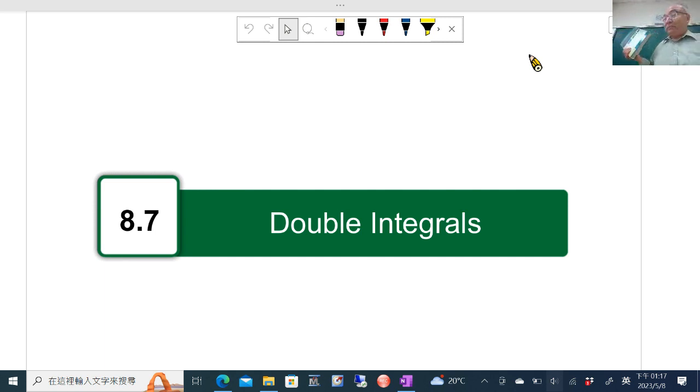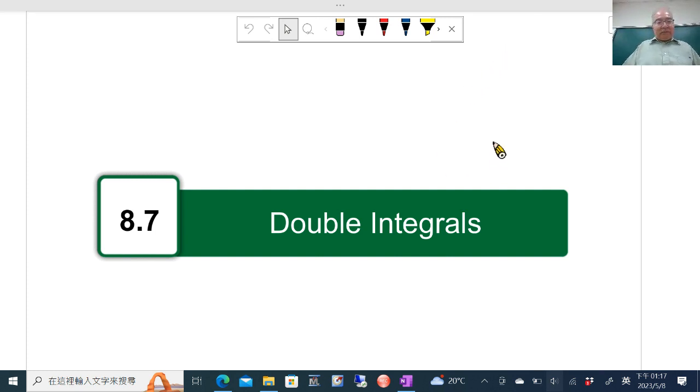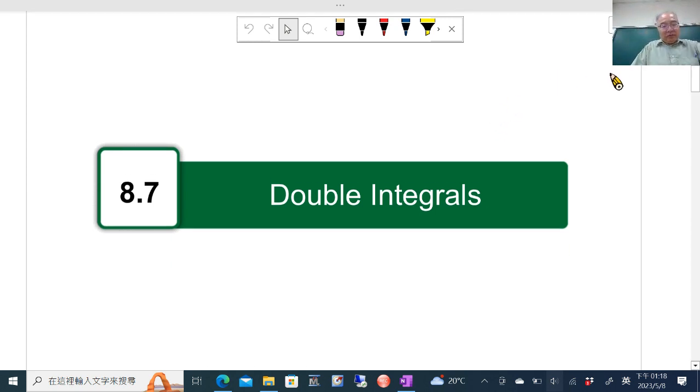you don't have 8.7, but instead you have 8.6. That's the same material. However, you don't have an 8.8, so you had to make some kind of arrangement to cut the textbook. And so 8.6, 8.7 in the core version is the same as 8.6 in the brief version. Okay, it's called double integral.